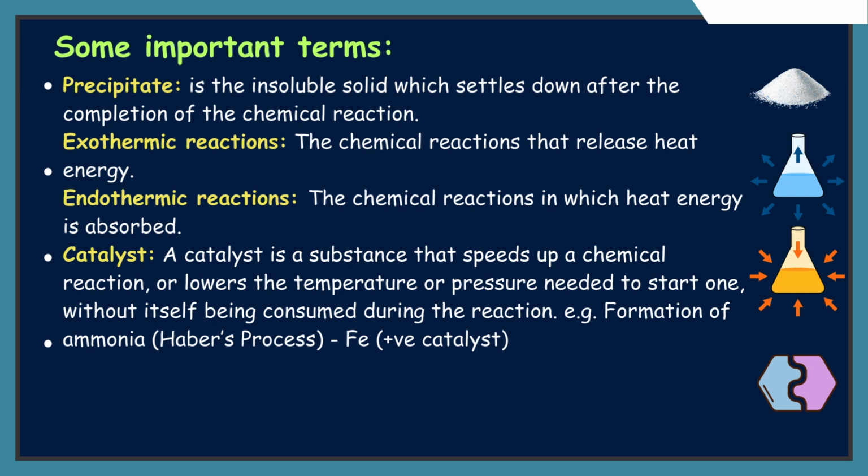And lastly, we have catalyst. A catalyst is something that helps a reaction happen faster, or with less heat or pressure. But the catalyst doesn't get used up in the reaction. It's still there at the end. An example is iron used in making ammonia. It helps, but it doesn't get used up.